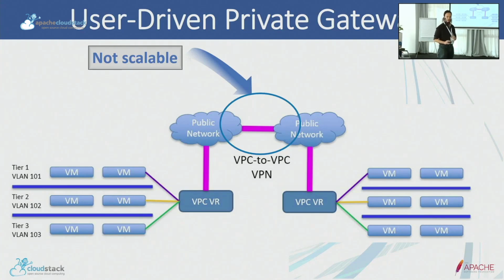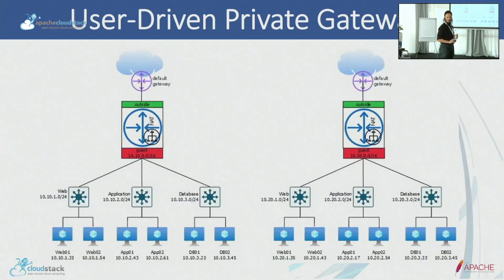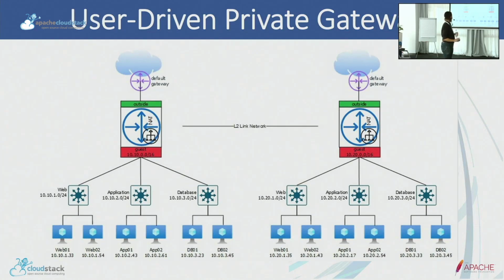So another way you can do that now with user shared networks is going through basically the same steps. There we have two VPCs in the same zone, so they have layer 2. And we go through basically the same steps as before. Create a layer 2 network that will be used just as a link between those two VPCs.